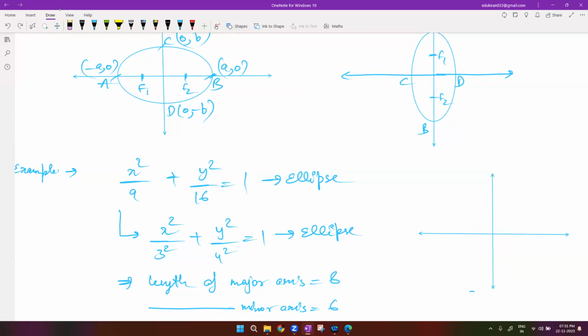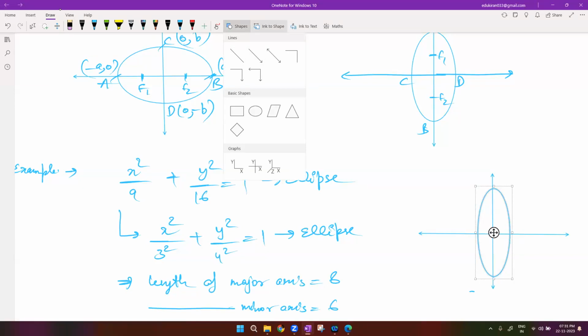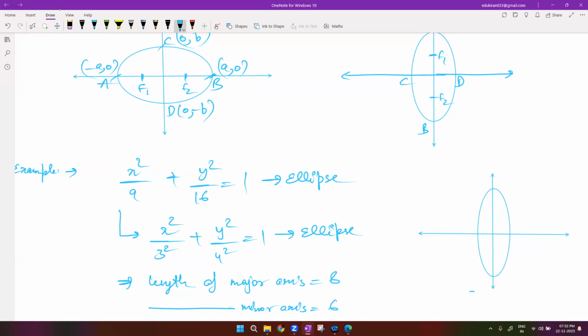So as the denominator of y is larger, this has to be a vertical ellipse, something like that. We don't have to draw the exact ellipse. We just need to know how it is located, and what the focuses are, what the endpoints of the major axis and endpoints of the minor axis are. So the endpoints of the major axis will be, in this case, (0, 4) and (0, -4). The ends of the minor axis will be (3, 0) and (-3, 0). And the vertex will always be (0, 0) for this.